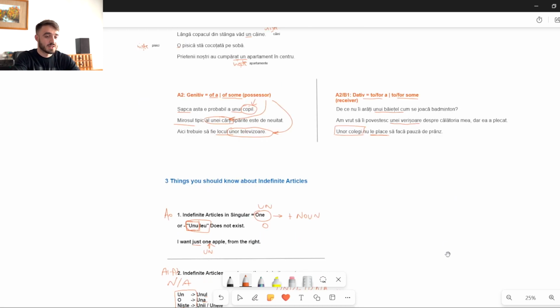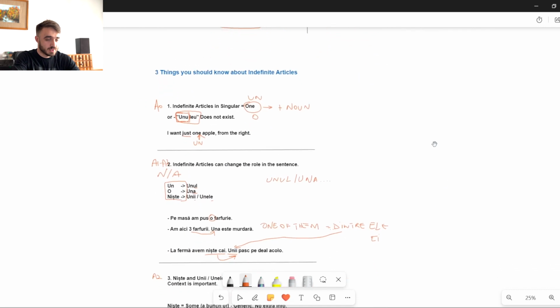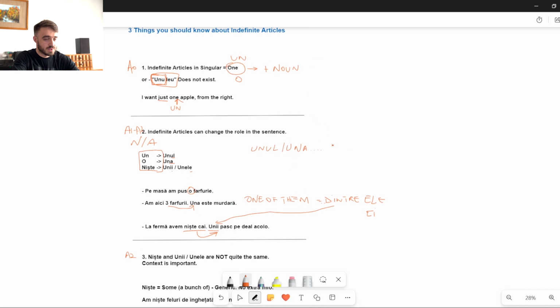And there is probably one thing that I didn't really mention, and I just want to specify that as well. Here in the second point, you have unul, una, uni, unele. This is nominative accusative, as I said, but you can also have this exact same situation with genitive dative by adding this a at the end of the genitive dative indefinite article. So you will have something like unuia, uneia, and unora. Yeah, so to some people, to one guy, to one girl, to something. It's very easy to get if you can understand everything else.